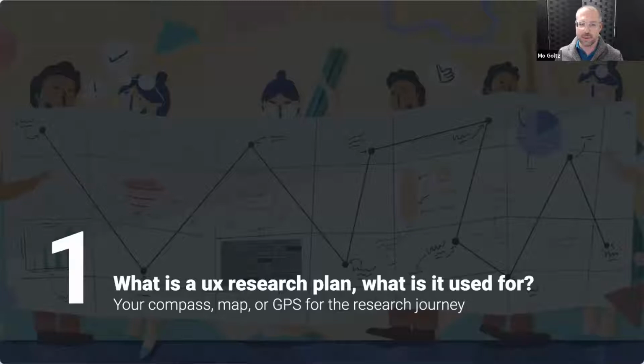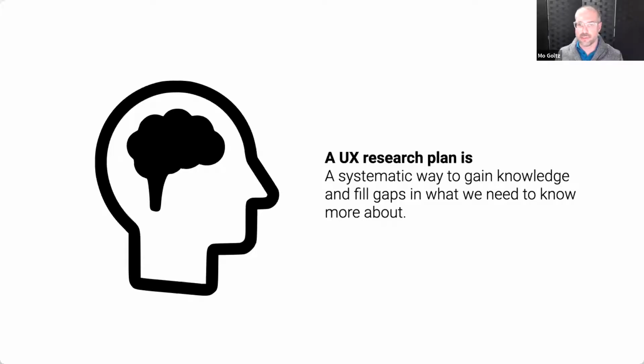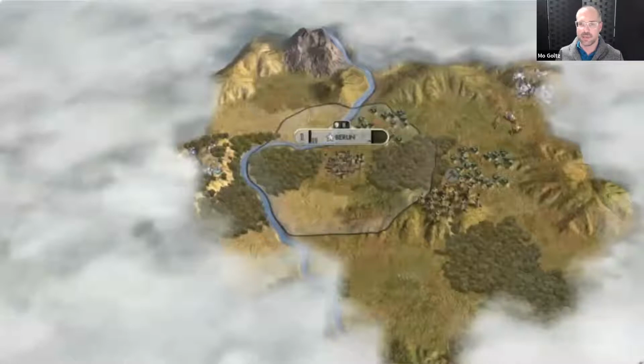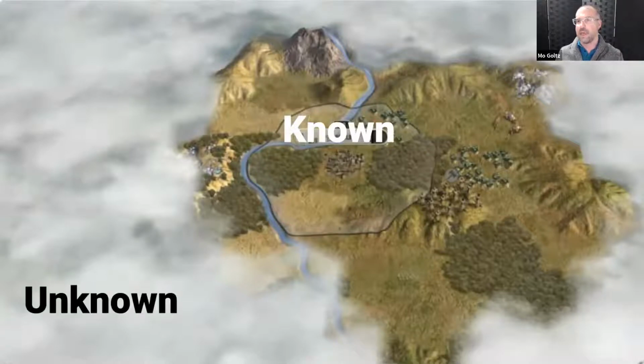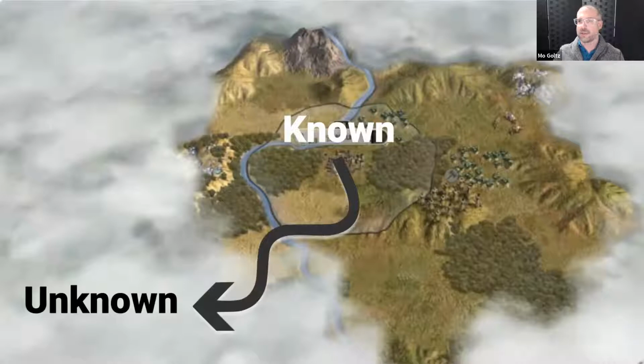So what is a research plan and what is it used for? A research plan is a systematic way to gain knowledge and fill gaps about what you need to know more about. The way I kind of think about it is similar to how I've played video games in the past. So bear with me, I'm about to make a video game metaphor. In certain games called real-time strategy games, you start off with a map. And that map is what you know, or what is known, and the fog or the clouds are the unknown. What happens is your research will help you navigate from the known to the unknown, and gradually that map becomes bigger and bigger, and you can see underneath all the terrain and all the knowledge and all of the things that you're going to learn.